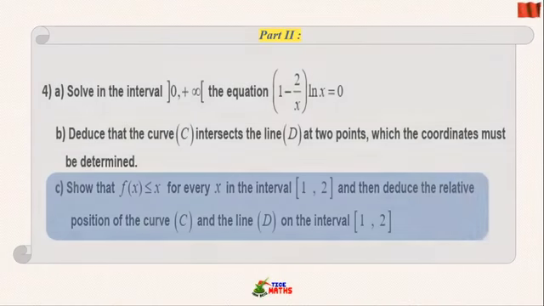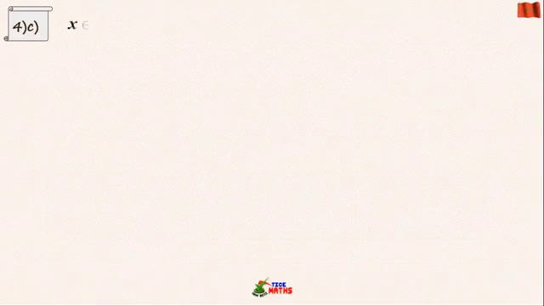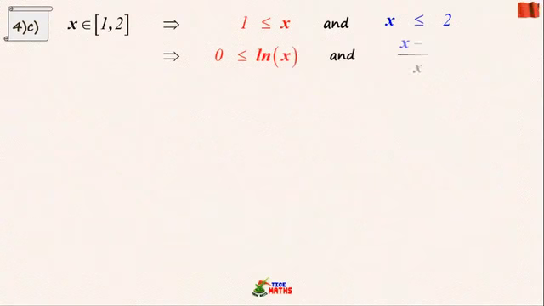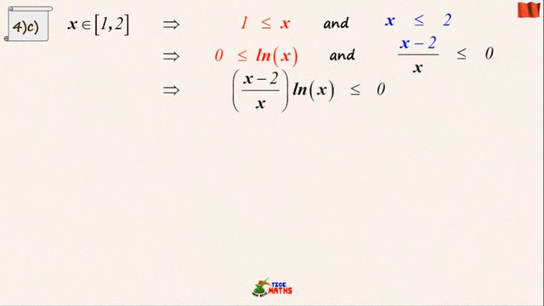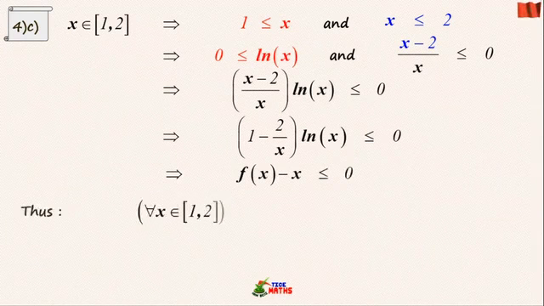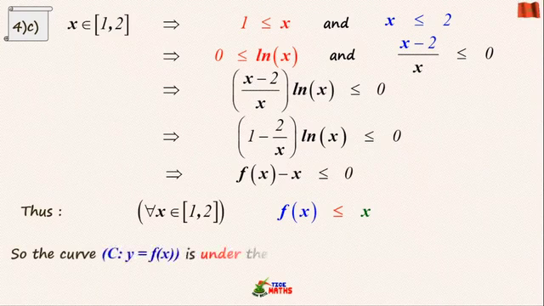Sub-question 4c. Successive implications beginning from x belonging to 1, 2 and up to f of x minus x less than 0, and that is what we are looking for. The inequality f of x less than x for every x belonging to 1, 2 means graphically that the graph C is under the line D on the interval 1, 2.